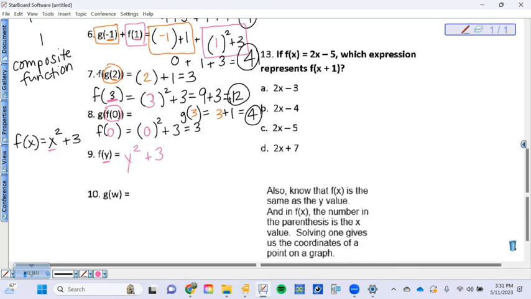Okay, what about 10? What's 10 going to be? What am I replacing x with in 10? W. So what does G of W become? I don't know why I'm writing W. W plus 1, exactly.